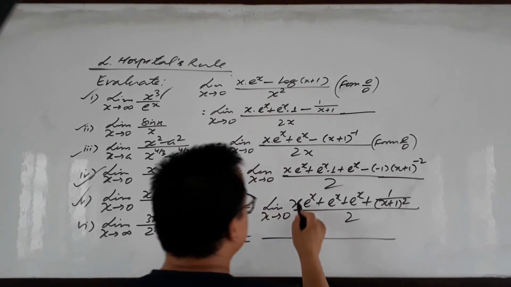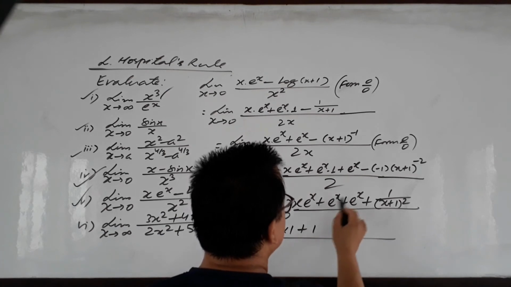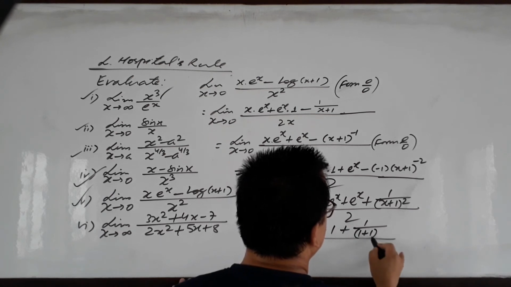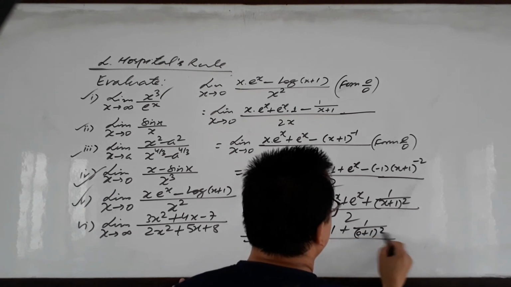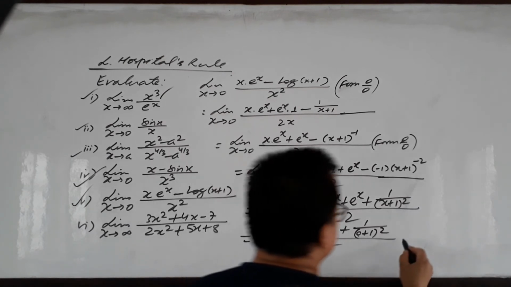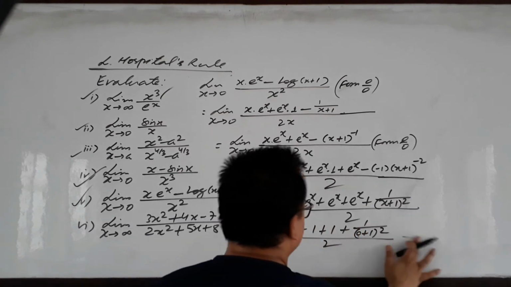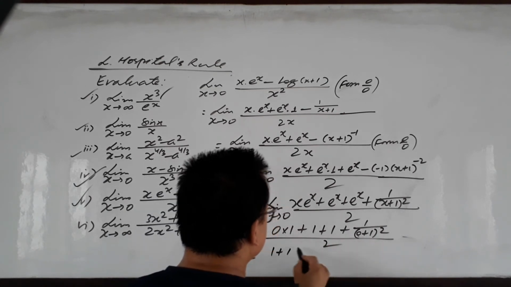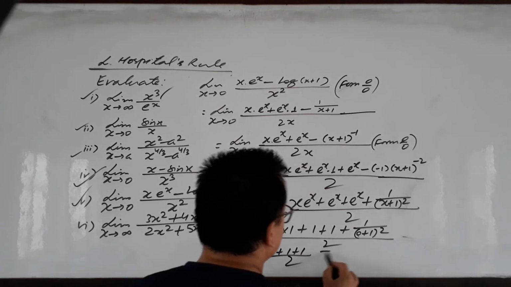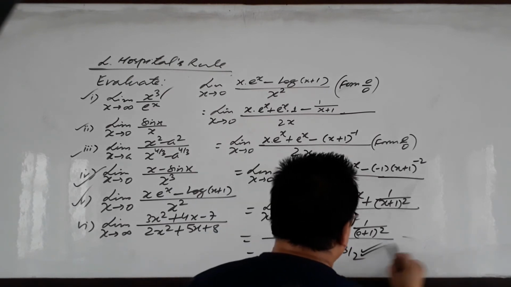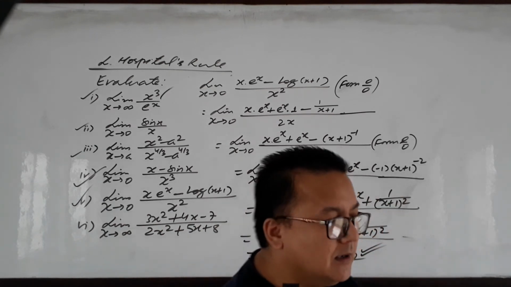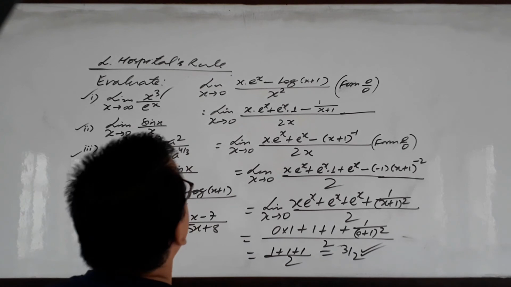So let's see what we will get over here: 0 times e^0 plus 1 times e^0 plus 1 times e^0, plus 1 upon (1 plus 1)... So we get 0 plus 1 plus 1 plus 1 upon 1 square, upon 2, which equals 3 by 2. So 3 by 2 is the limit of this function. Okay, everybody?